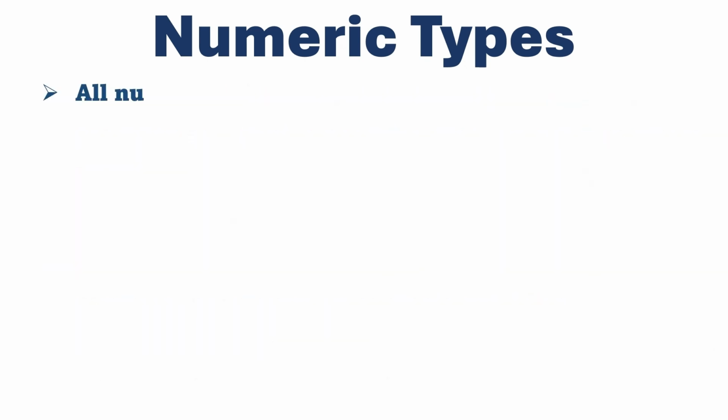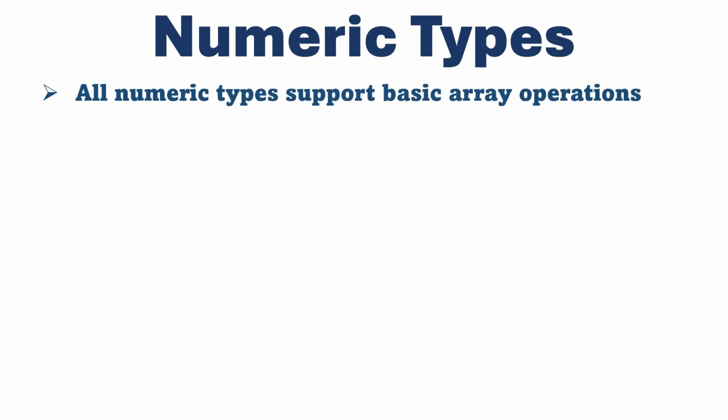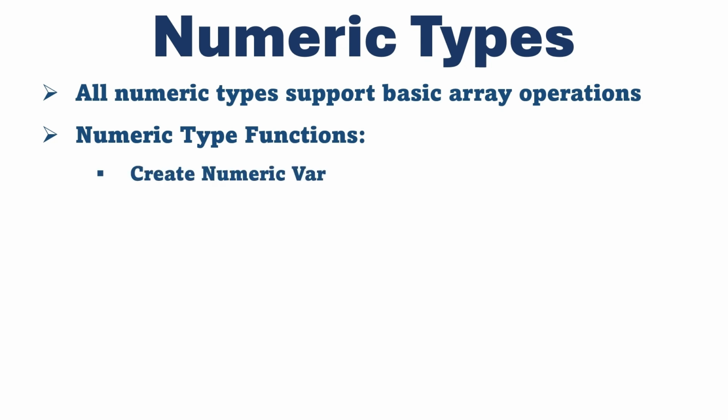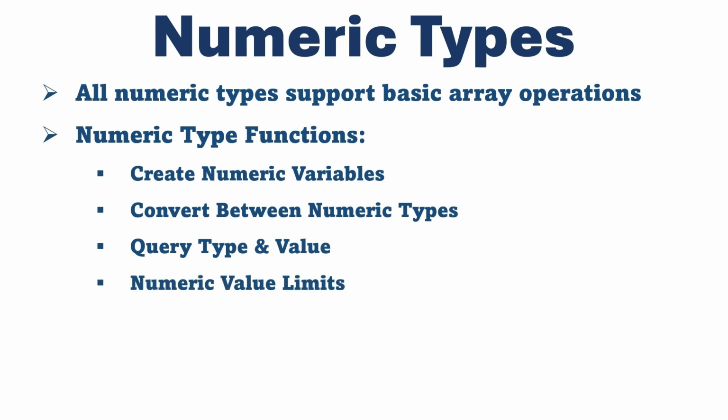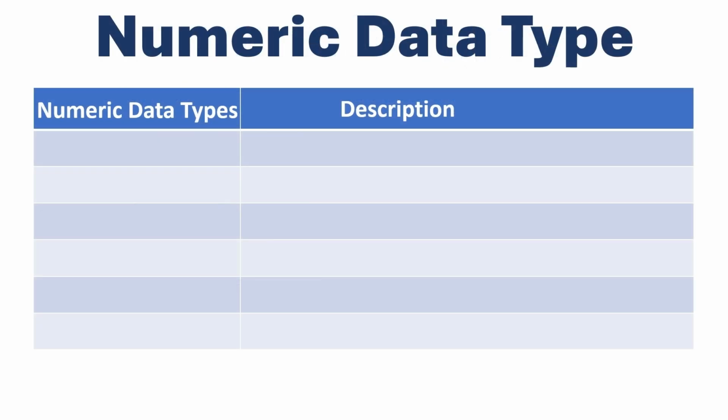All numeric types support basic array operations such as indexing, reshaping, and mathematical operations. There are few categories which fall under the numeric type functions, such as numeric variables, conversion between numeric types, query type and value, and last is numeric value limits. Now, here are functions which fall under the numeric data types. And here is a table for MATLAB numeric data types and their corresponding description.